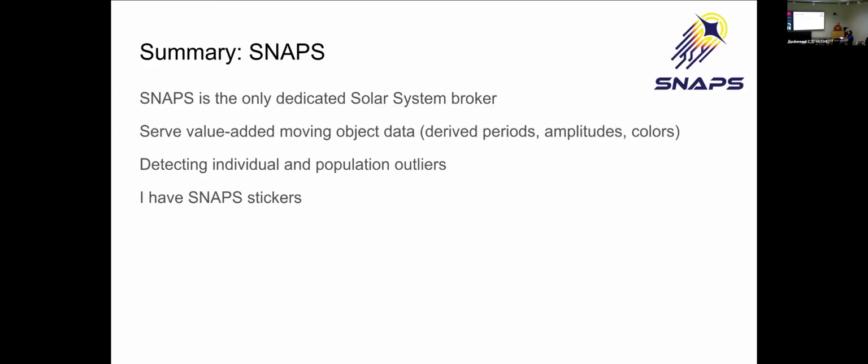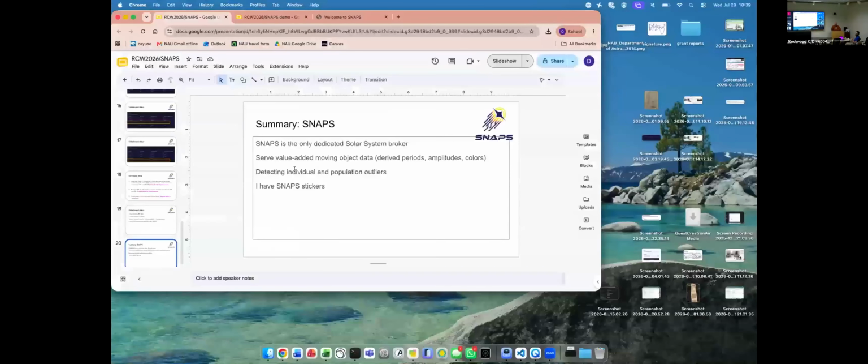I think the last time I looked at SNAPS, there were no images. Can you talk about that? There are postage stamps. Come to my talk in the broker session. I'll show you. I think that's all we have time for, but reach David after.